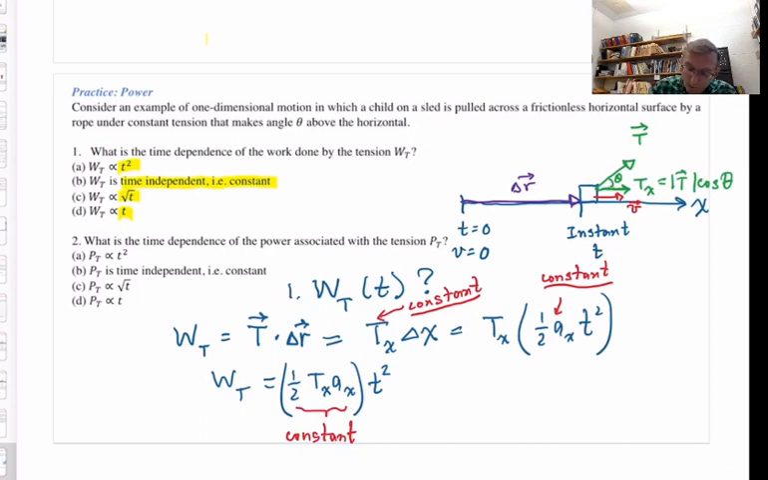So the functional form of this result is just a constant times the time variable squared. It's a polynomial function of time, and it goes like time squared. So the answer to part 1 is A. The work done by the tension force grows like t squared. So even though the tension force is constant, the work it does grows quadratically with time.